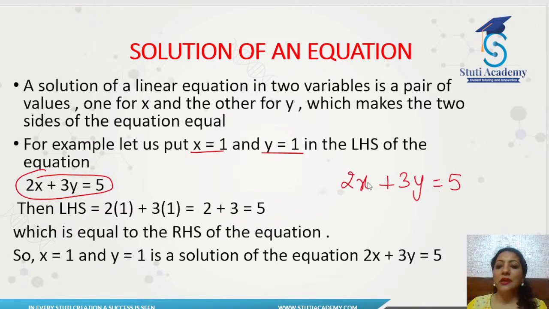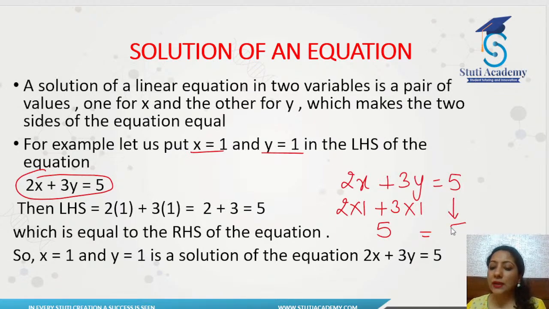For example, if I am putting x as 1 and y as 1, we are going to get 2 into 1 plus 3 into 1. That is 2 plus 3, that's 5. It is the same as the right hand side. So actually x equal to 1 and y equal to 1 is making the equation true, is making LHS and RHS equal. So we can say x equal to 1 and y equal to 1 is a solution of the given equation.